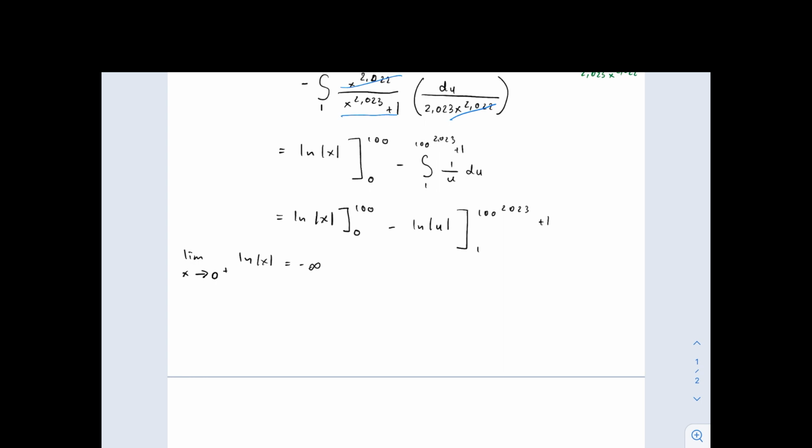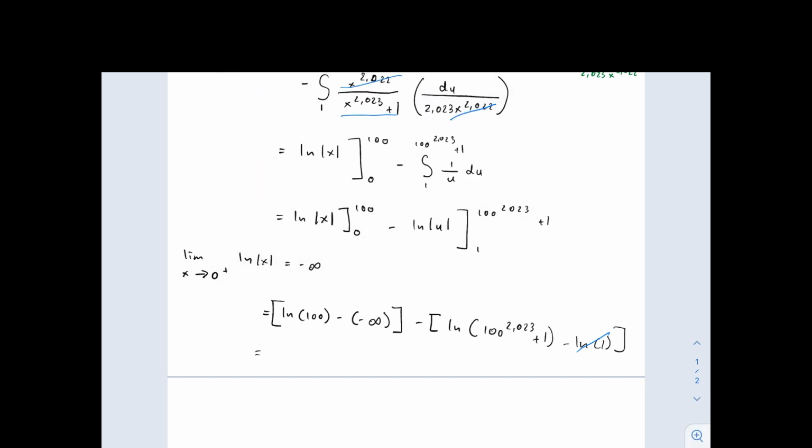So that means that we end up with the natural log of 100 minus negative infinity, then minus natural log of 100 to the 2023 power plus 1, minus the natural log of 1. So the natural log of 1 is 0. And that means that this final term here will cancel out.